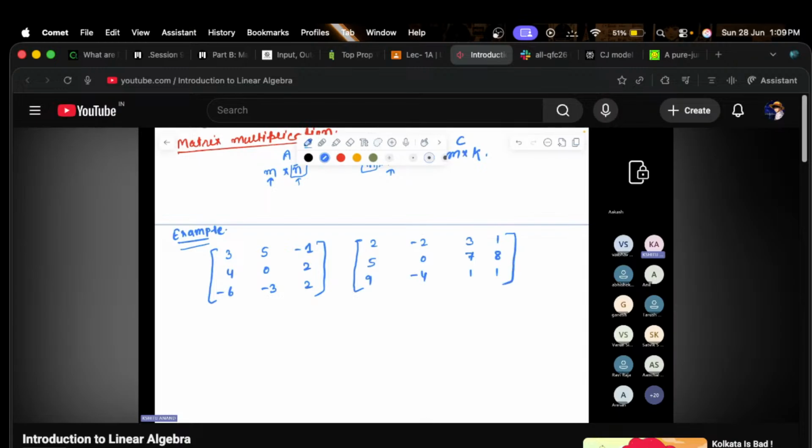Okay, yeah. So first of all, can we multiply these two matrices? For example, let this matrix be A and B. Right? Can we multiply these two matrices? So if you see, A is 3 into 3, and B is 3 into 4. Right? The number of rows are 3, and the number of columns in B is 4.